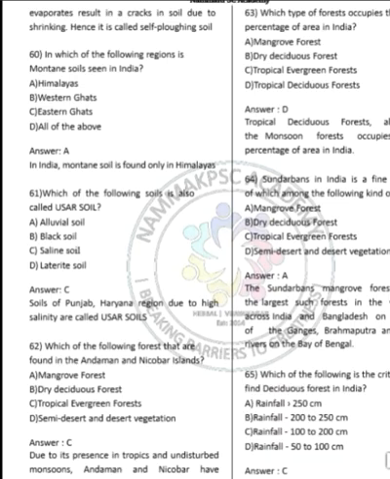Question number 60, it is asking which of the following regions mountain soils is seen in India? So answer is option A, Himalayas. So in India, mountain soil is found only in Himalayas.